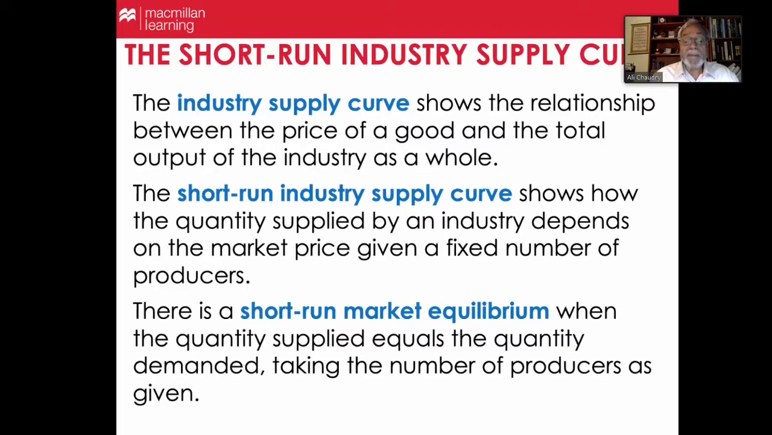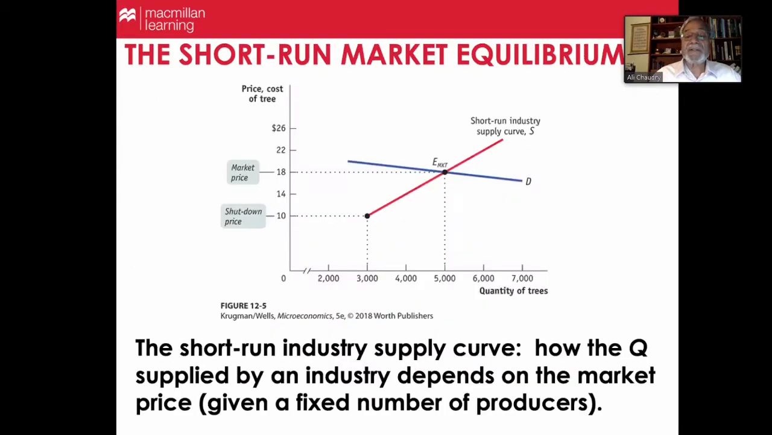In the long run, obviously, you can change that. So a short-run equilibrium occurs when the quantity supplied equals the quantity demanded, obviously, given the number of producers is fixed at that point. That's the definition of a short term. In the long run, obviously, more people can come into the business and supply begins to increase.